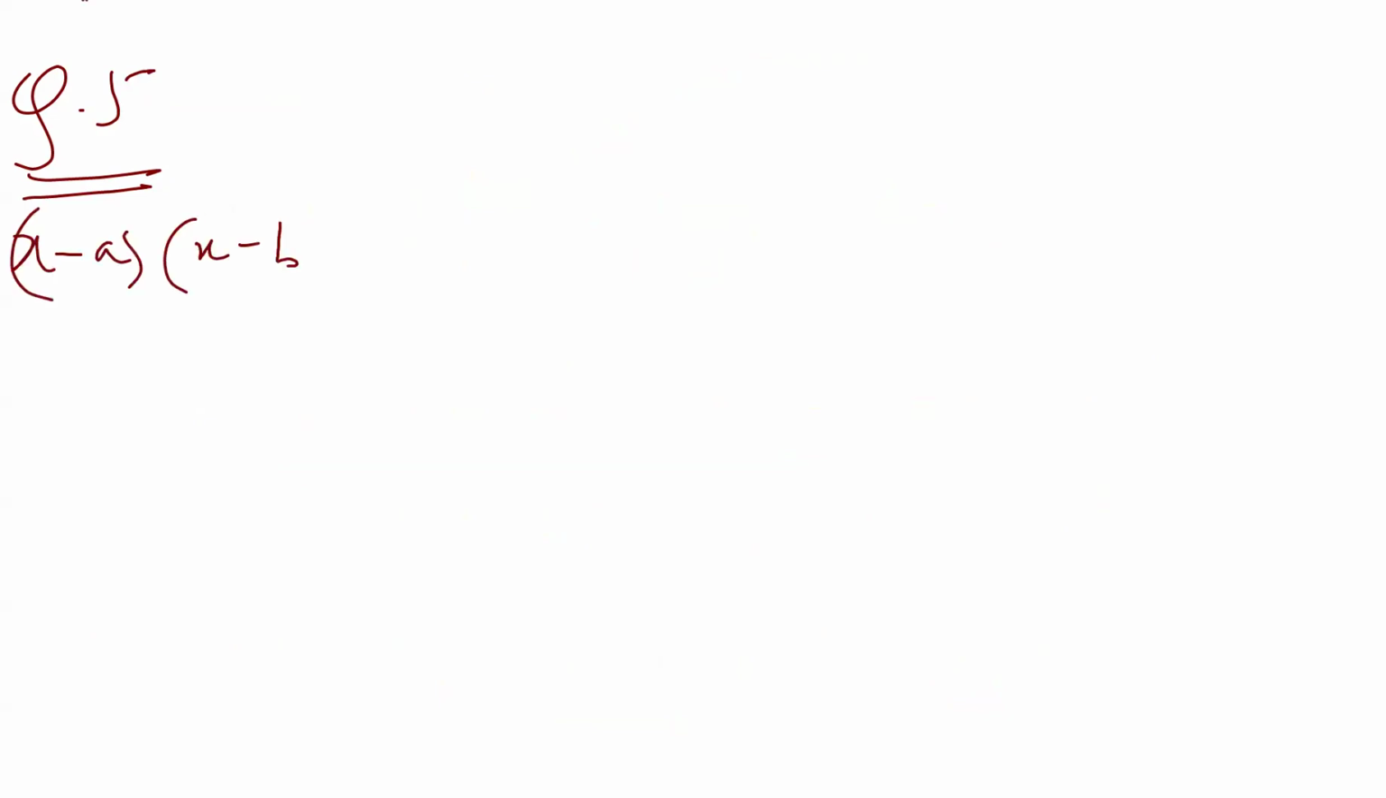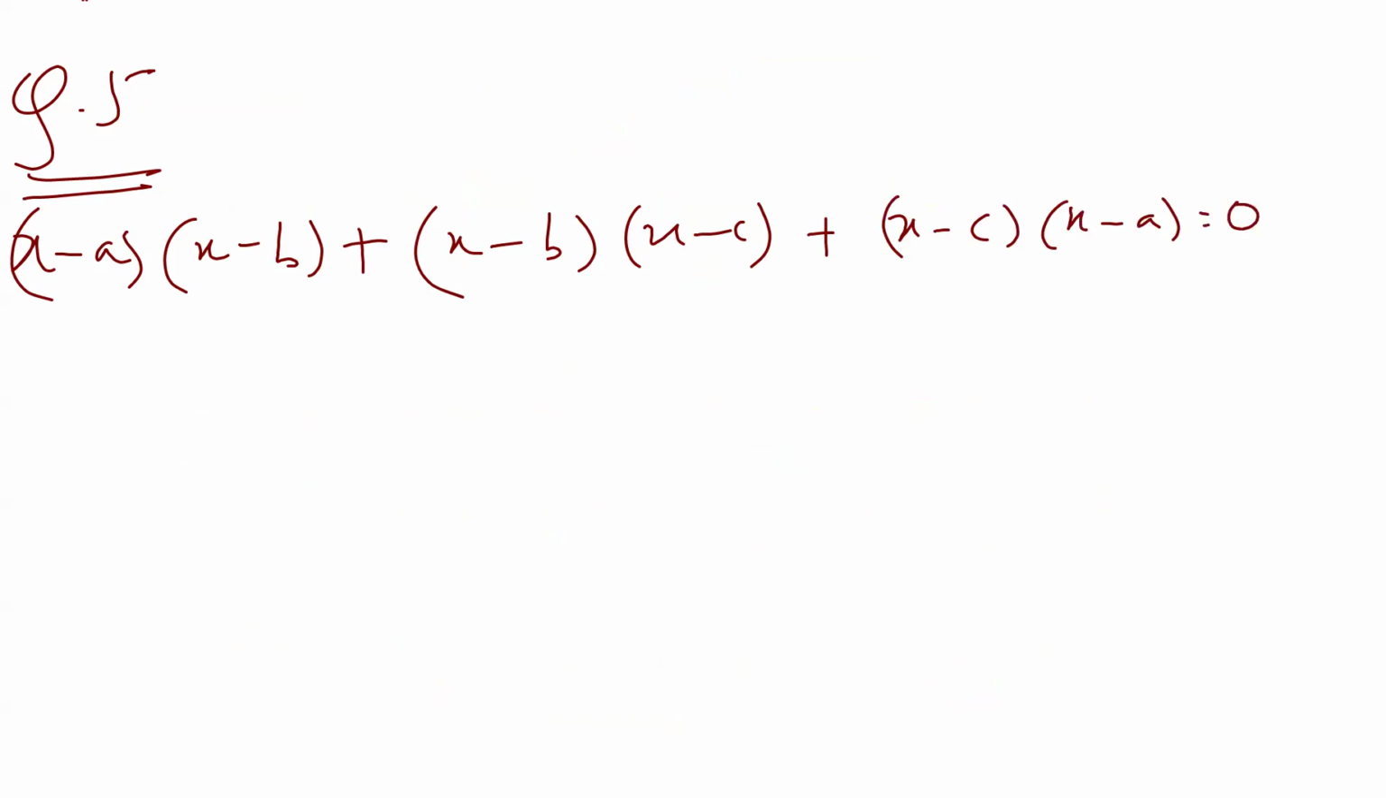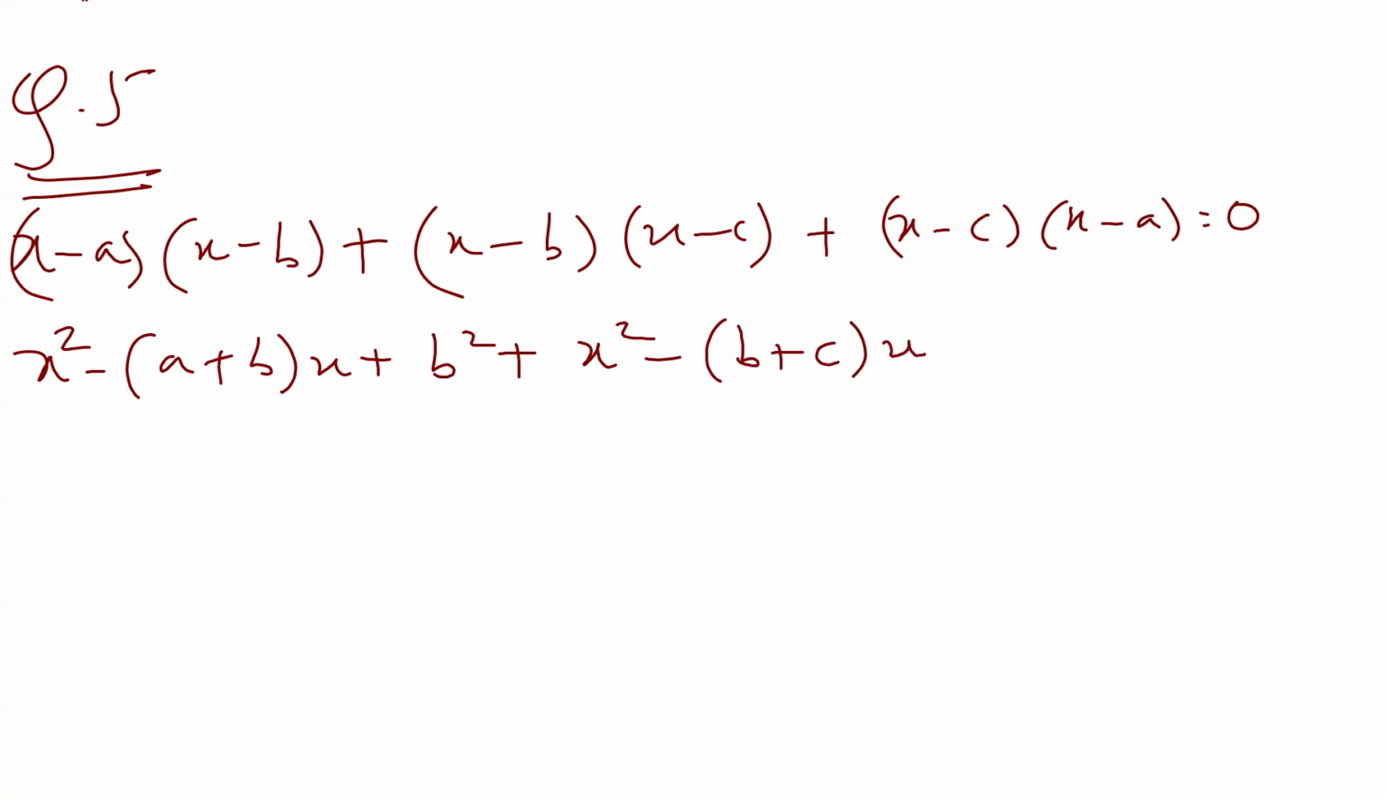x minus a, x minus b, x minus b, x minus c, x minus c, x minus a equal to 0. So x square minus a plus b x plus ab, x square minus b plus c x plus bc, plus x square minus c plus a into x plus ac. I'm writing directly because if you simplify, you can take something common and you'll get the middle terms, okay?